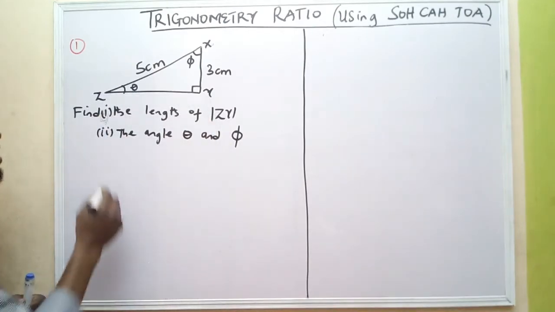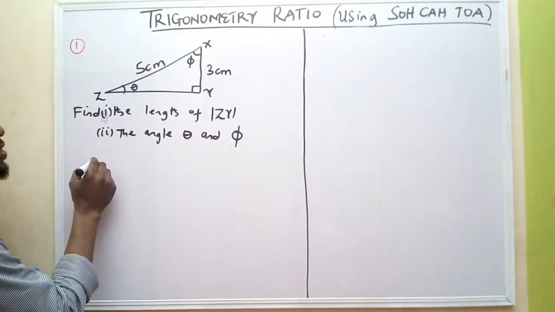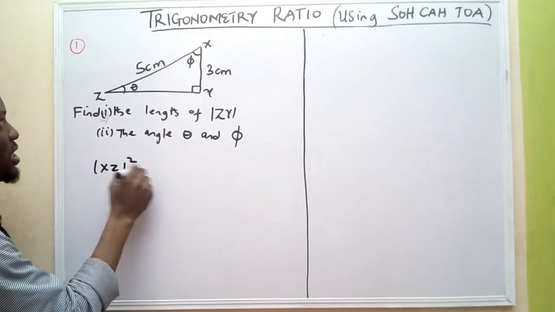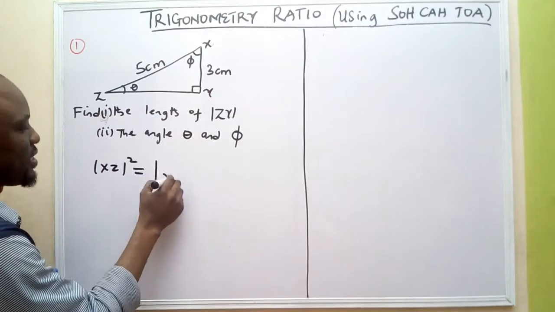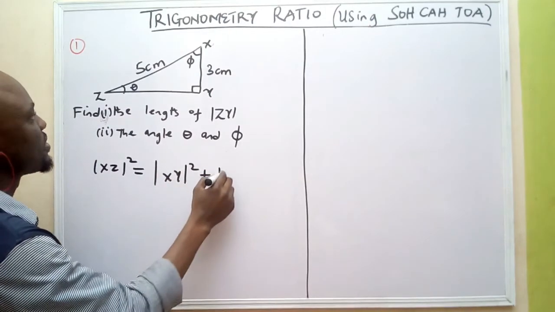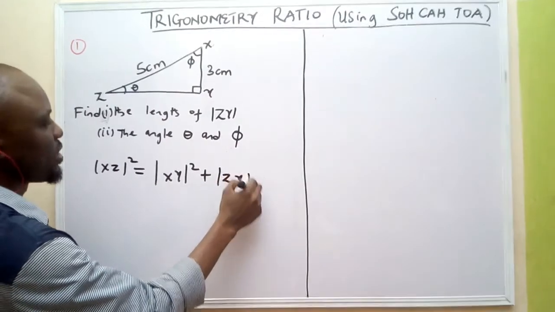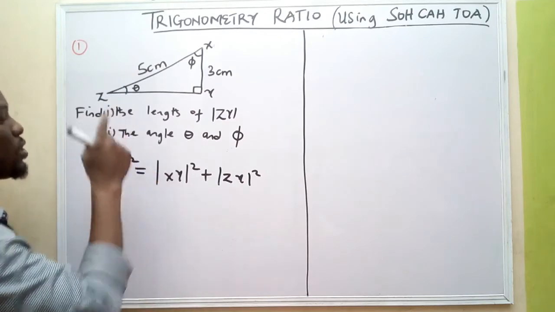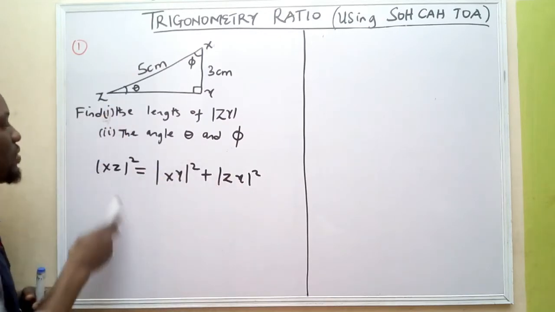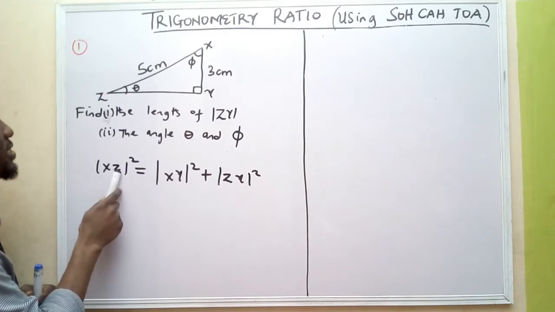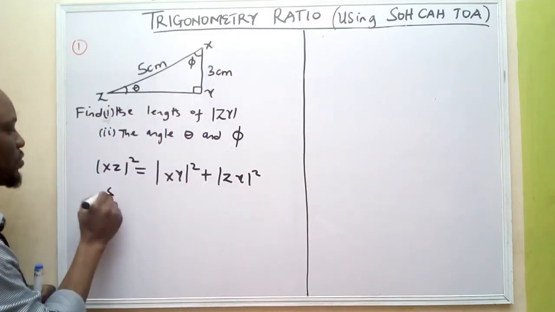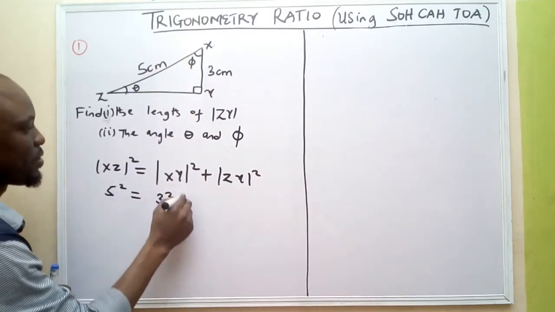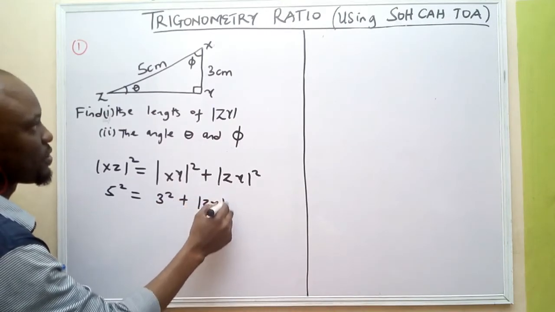So how am I going to do that? Pythagoras theorem: the square of the hypotenuse, which is XZ all squared, equals XY all squared plus ZY all squared. So the square of the hypotenuse equals the sum of the squares of the opposite side and the adjacent side. Now if we look at XZ, the length of XZ is 5, so I'm going to write 5 squared equals XY, XY is 3 squared, plus ZY all squared, which is what we're looking for.